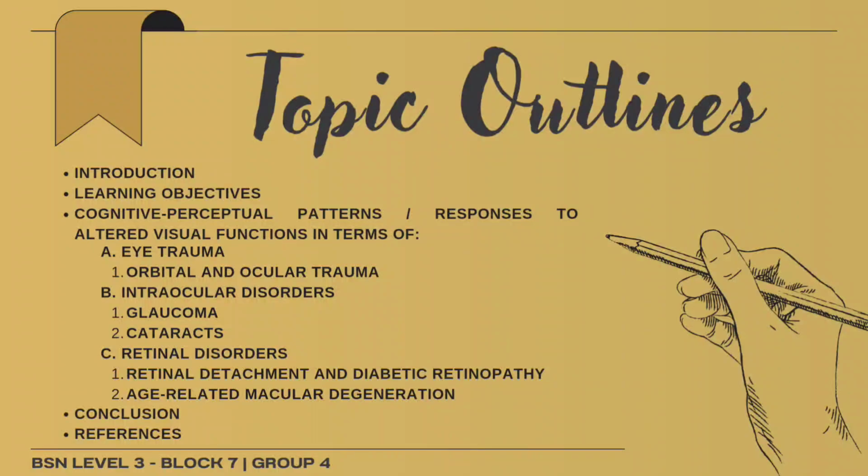Proceeding with the topic outline, we have the introduction, the learning objectives, and continuing with the cognitive perceptual patterns and responses to altered visual functions in terms of, first, eye trauma, whereas we have the subtopics of orbital and ocular trauma. Second is the intraocular disorders, specifically glaucoma and cataracts. Third is the retinal disorders. We have here retinal detachment and diabetic retinopathy, and we also have age-related macular degeneration, after which is the conclusion, and lastly the reference page.